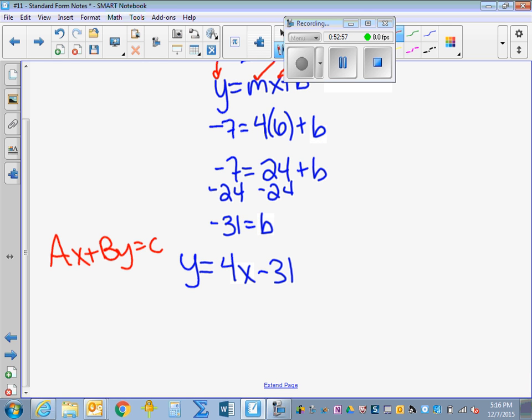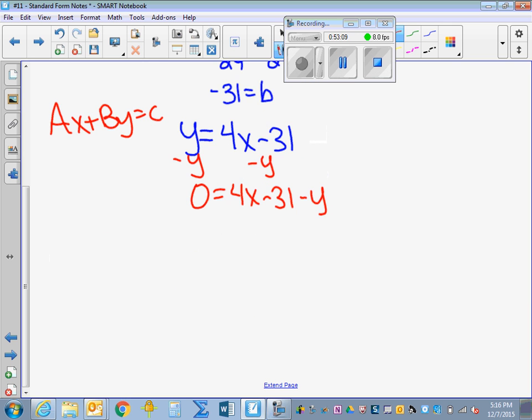I like to keep my 4x positive here, so I'm going to subtract my y over. So I have 0 equals 4x minus 31 minus y. And then move my 31 over, so add 31. So I get 31 equals 4x minus y.